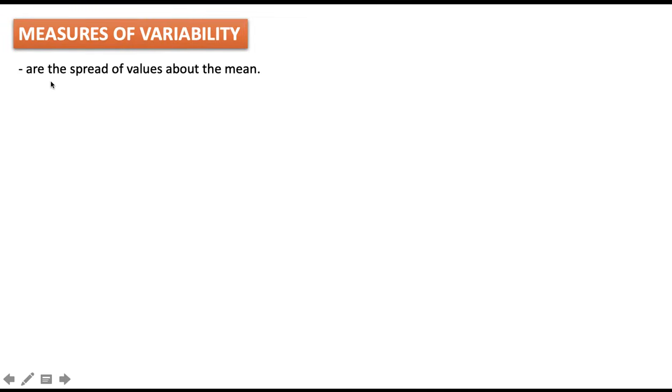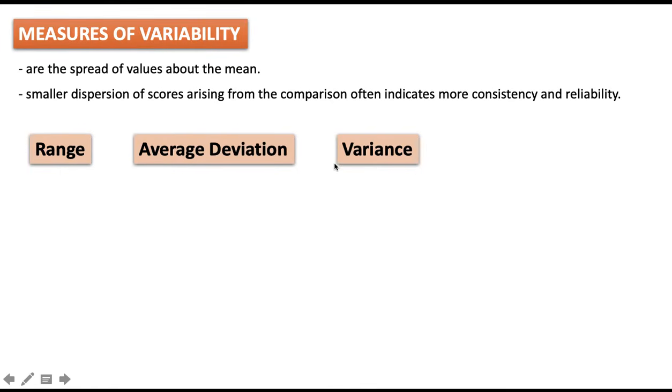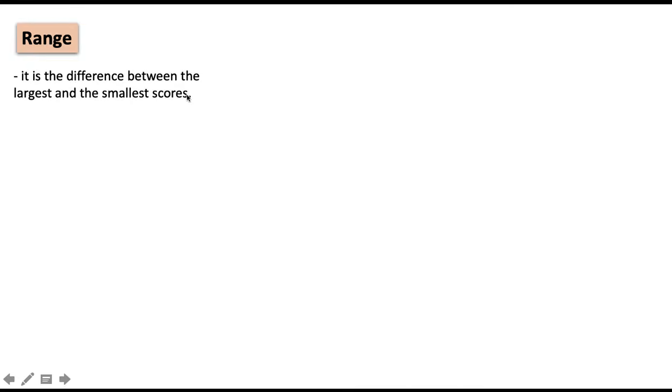Measures of variability are the spread of values about the mean. A smaller dispersion of scores arising from the comparison often indicates more consistency and reliability. It consists of range, average deviation, variance, and standard deviation. Range is the difference between the largest and the smallest scores.